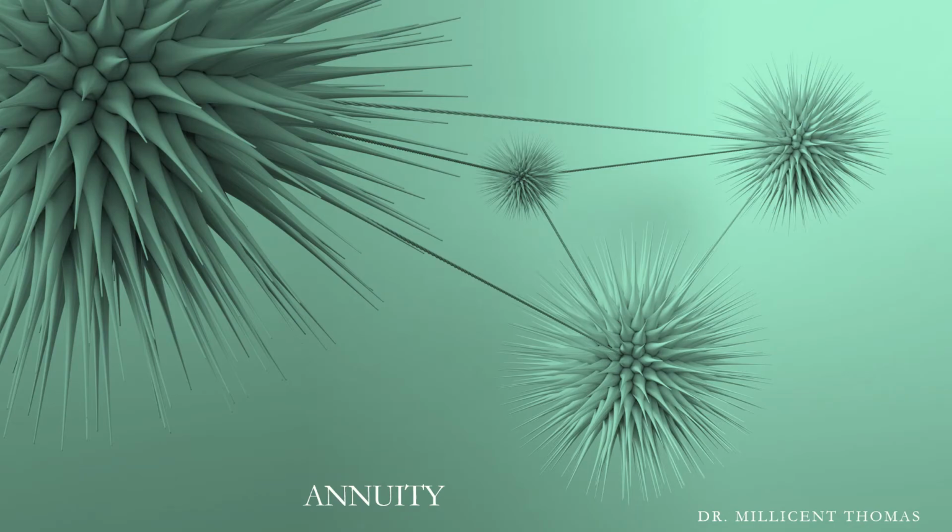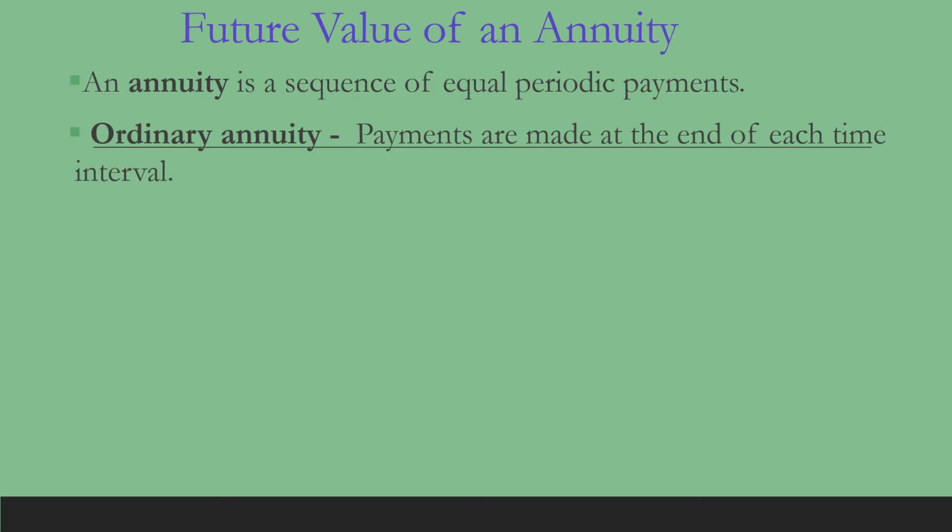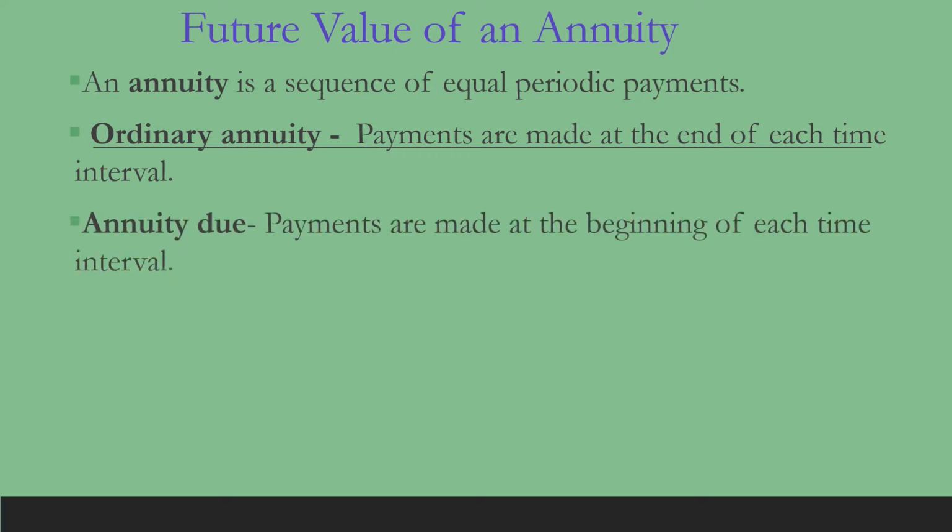In this video, we are going to learn about annuity and sinking funds. An annuity is a sequence of equal periodic payments. An ordinary annuity is one in which payments are made at the end of each time interval.